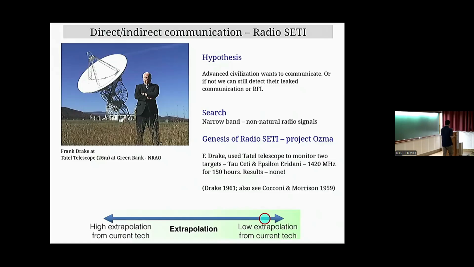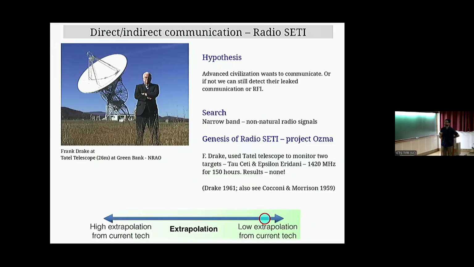And this was the origin of Radio City. The genesis started with Project Ozma, led by Frank Drake. He looked at two stars using a 26-meter Tetzel telescope for 150 hours around 1420 megahertz. Of course, the results are none. He did not find any narrowband signal which could tell us about the communications or RFIs coming from the extraterrestrial civilization.